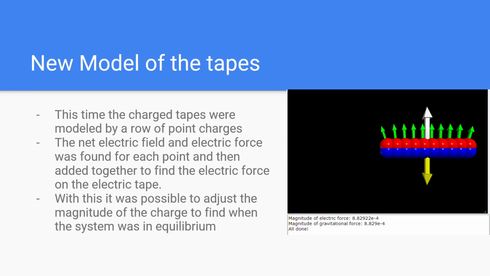With this, it was then possible to adjust the magnitude of the charge to find when the system was in equilibrium. Of course, there were a couple assumptions made, most notably that there was no air resistance on the force, and then of course, even though it's a smaller assumption than in Lab 1, that the charge was evenly distributed, because there are probably points across the tape that have more charge than others.